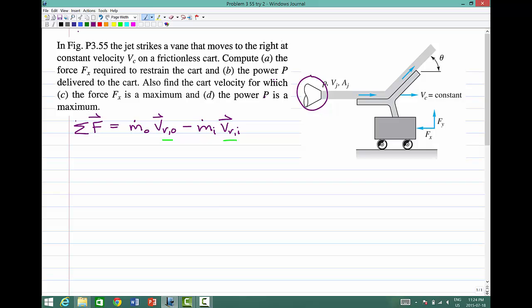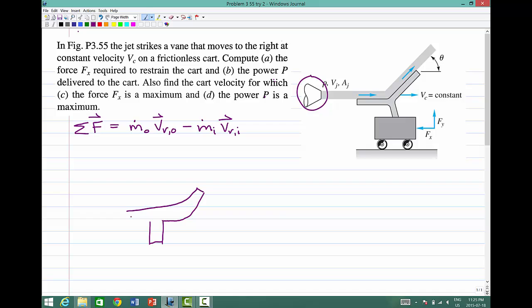What we have is the sum of the forces on the control volume equals the rate of momentum out minus the rate of momentum in, and we calculate these momentum terms using relative velocities. So let me redraw the control volume down here in a sort of at least a crude way, so we can work with it.